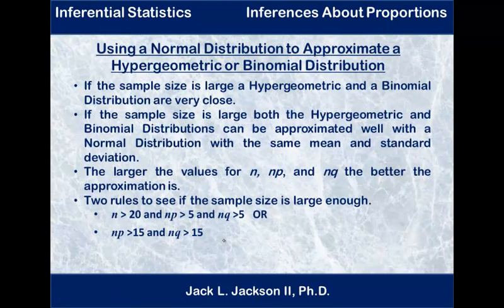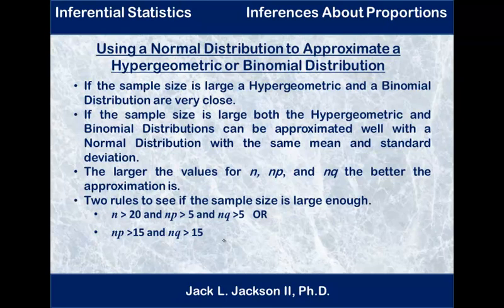Now, we've done these 6 examples. 3 of them were hypergeometric. The other 3, while maybe technically hypergeometric, were approximated very well with a binomial distribution. But if the population size is very large, a hypergeometric and a binomial distribution are very close. If the sample size is also large, both a hypergeometric and a binomial distribution are approximated very well by a normal distribution that has the same mean and standard deviation.